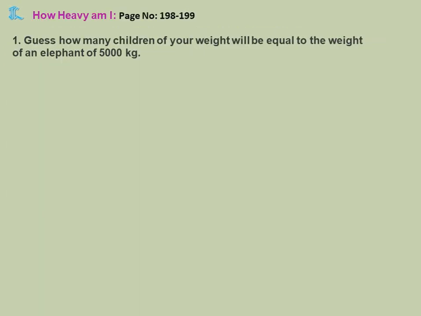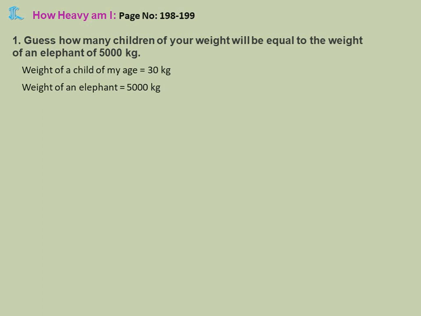Understood, children? Now, guess how many children of your weight will be equal to the weight of an elephant of 5000 kg. Now, the weight of a child of your age, you are in the 5th class, will be nearly some 30 kg. I have taken a round figure, children.